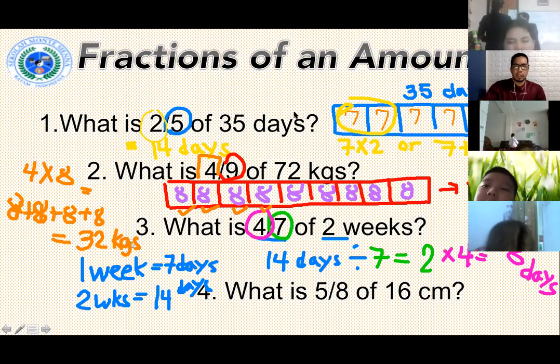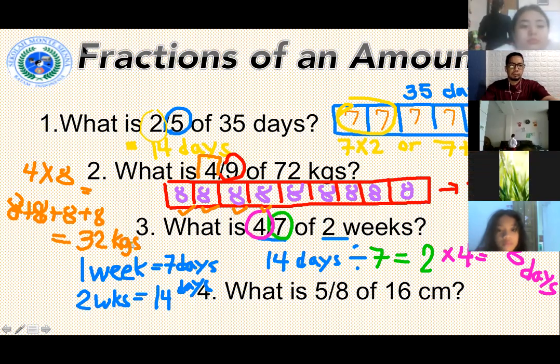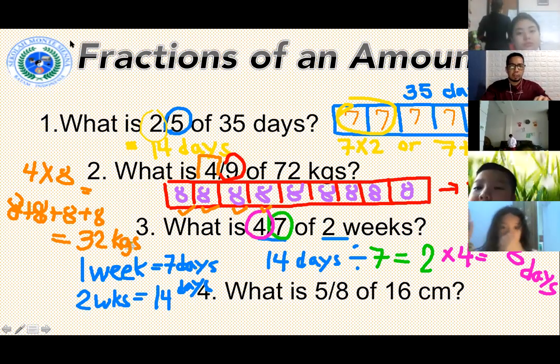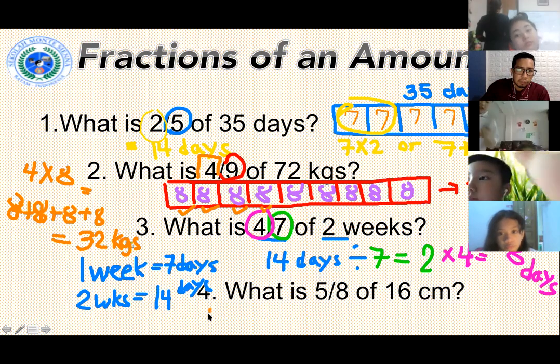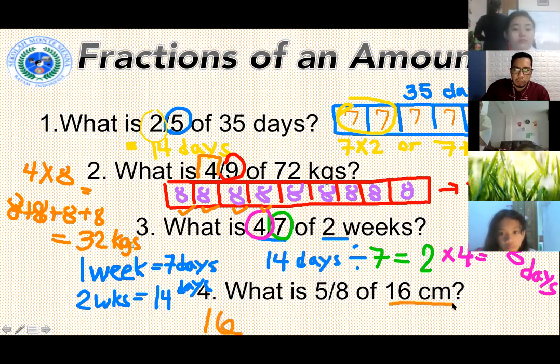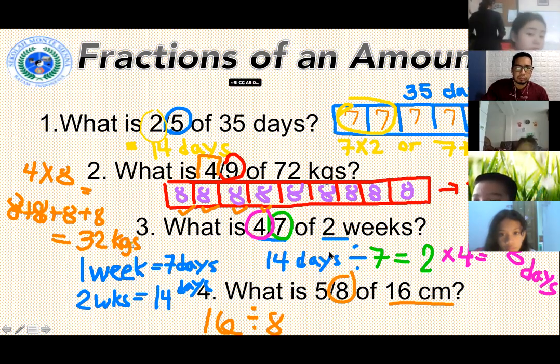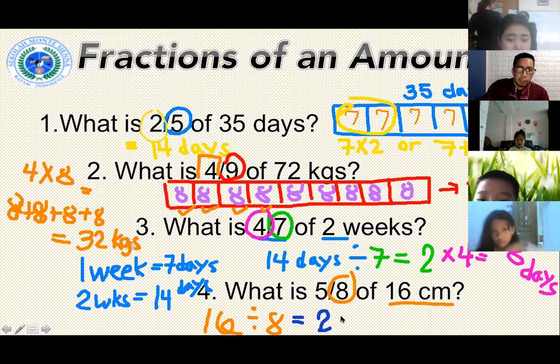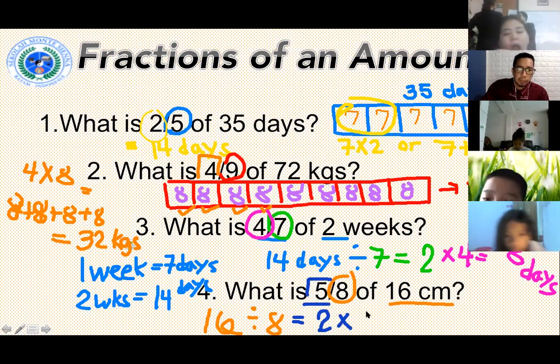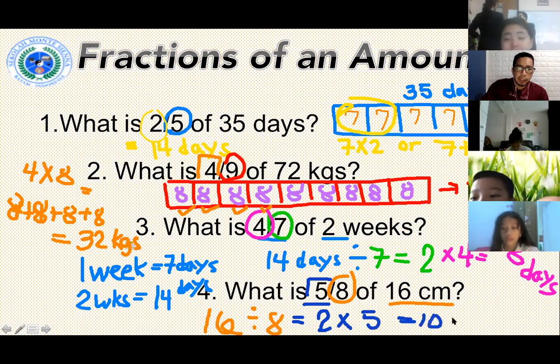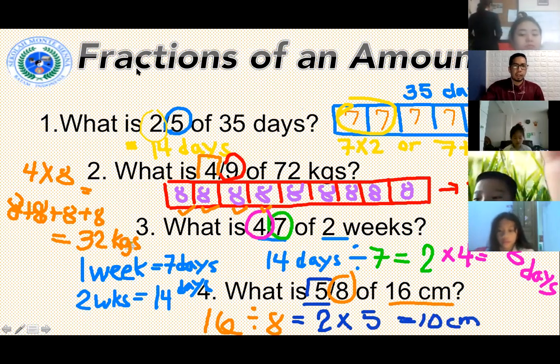Can we try it on my fourth example? Divide and then multiply. Let's try. Okay, 16 divided by 8. What's the answer? 16 divided by 8. The answer is 2. And then after that, 2 times 5 means 10 cm. So that is a shortcut how to answer these fractions of quantities.